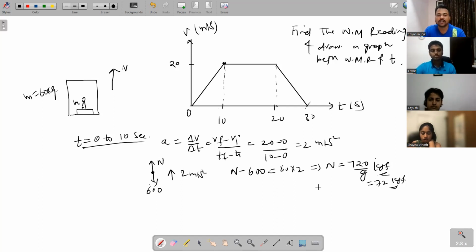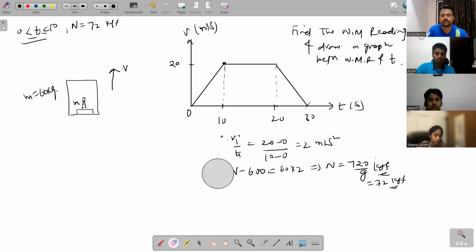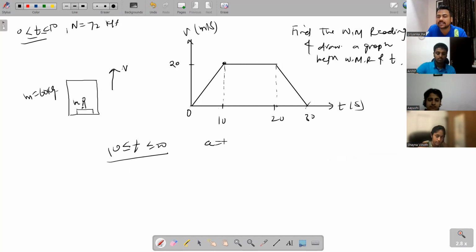Okay, done. Now see, from 0 to 10 we can see that in this part the normal reaction is 72 kgf. Okay, fine. What about time 10 to 20 seconds? See, in this interval, velocity is constant. It means that acceleration is zero.